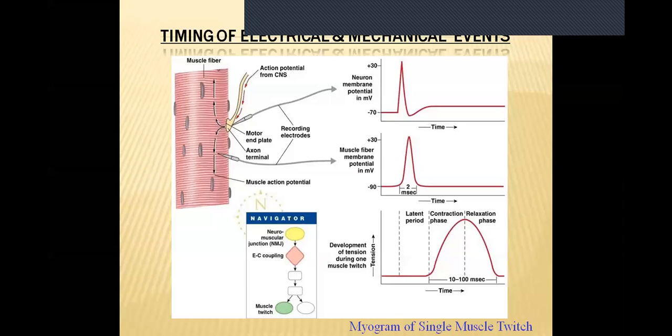So due to these changes, the third event is taking place. That is the mechanical event. Mechanical change is taking place. Earlier, the muscle fiber had a long structure. Due to this contraction, the muscle fiber becomes short and thick. Earlier, it was long and thin. Now it is becoming short and thick.